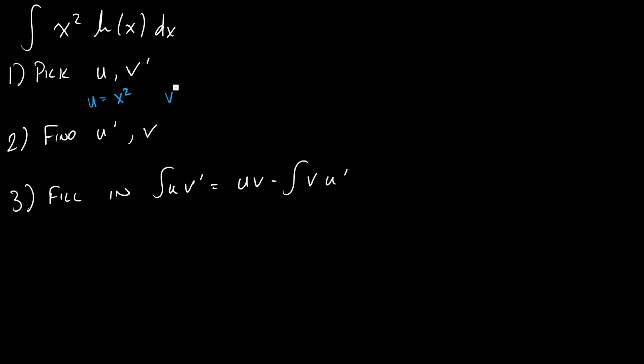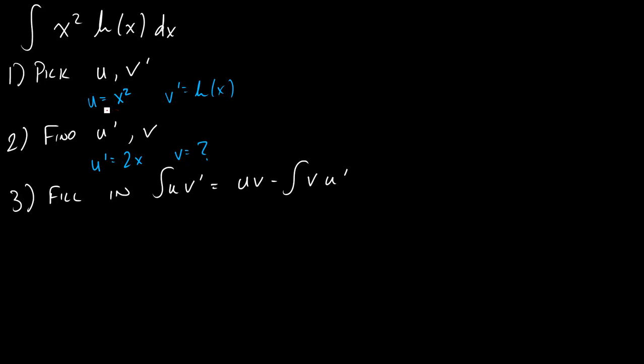And that would give me v prime is equal to the ln of x. And this doesn't seem so bad to start off with. I'm going to get u prime then is equal to 2x. Now, what about v, though, in this case? What is the integral of ln of x? The integral of ln of x is not 1 over x. That's the derivative of the ln of x. You're going in the wrong direction.